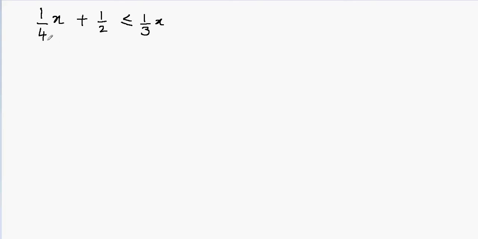So how do we get rid of the denominator? We have to find the least common multiple and then multiply both sides of the equation by the least common multiple. And let's see how we can get the least common multiple.